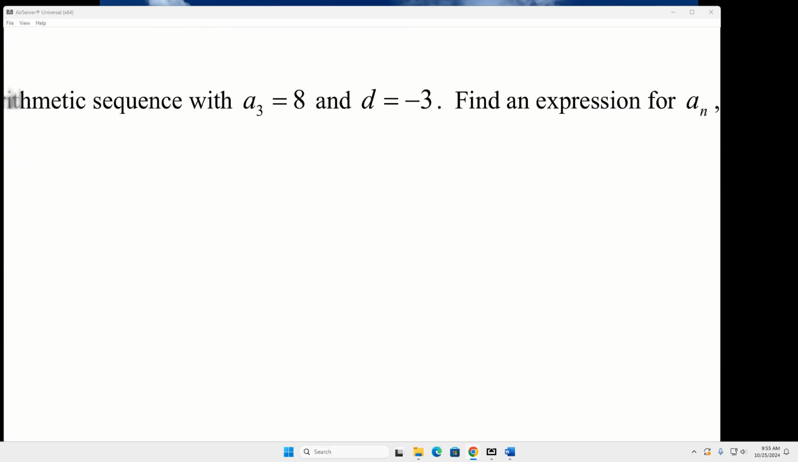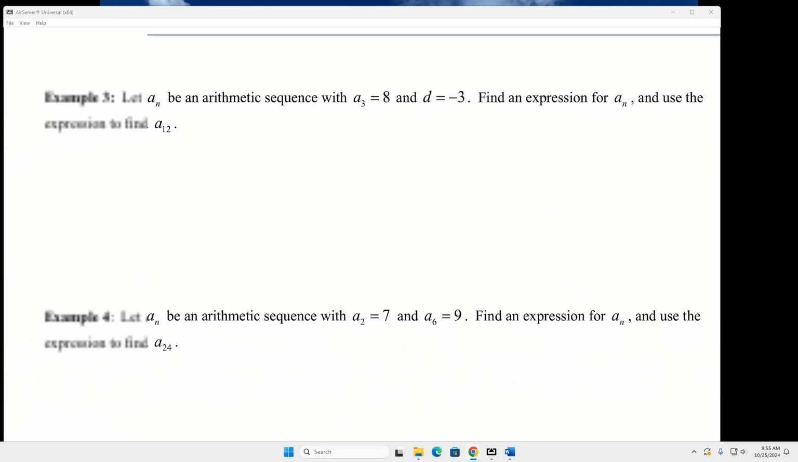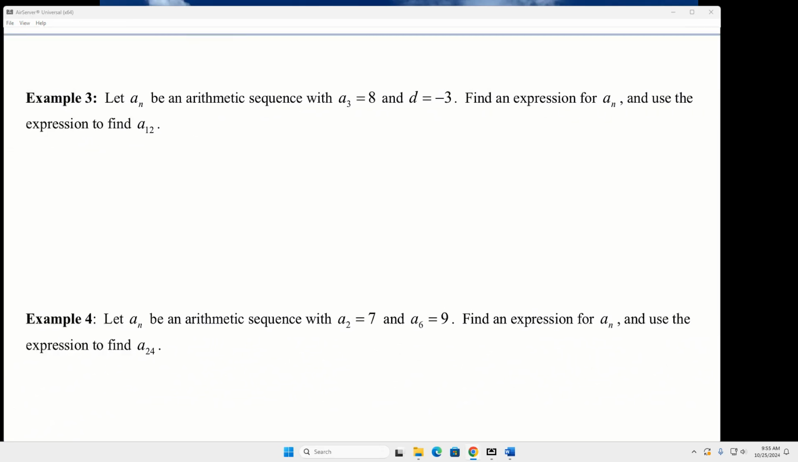All right, so on the back, we have example 3. We're going to say that this is an arithmetic sequence, and we know the third term, and we know the common difference. We're going to write an expression for a sub n, and then we're going to use it. So just real quick, I'm going to write the useful formula in this case up at the top of the page, just so we don't have to flip back and forth a bunch of times.